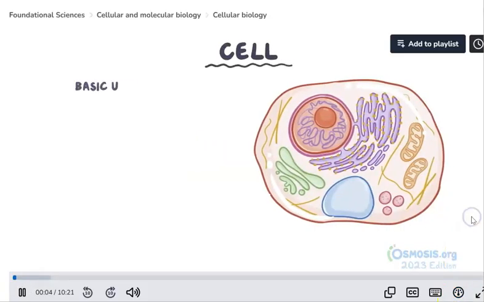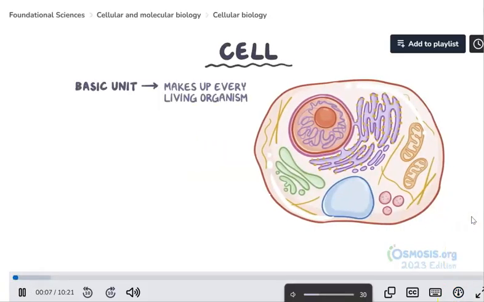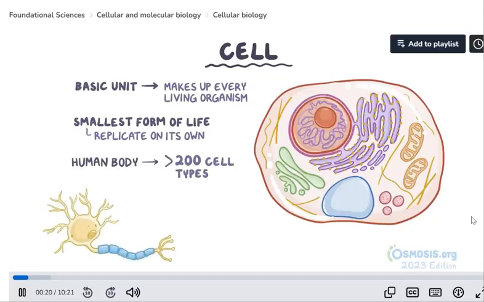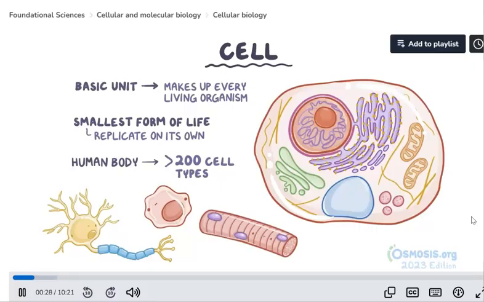The cell is the basic unit that makes up every living organism. It's the smallest form of life that can replicate on its own, but cells in our body differ quite a bit from each other. The human body alone has over 200 distinct cell types, from long skinny neurons that can go over 1 meter long, to macrophages that gobble up pathogens, to myocytes that contract to let you flex your muscles. But despite their differences, they do share a lot of similar features.